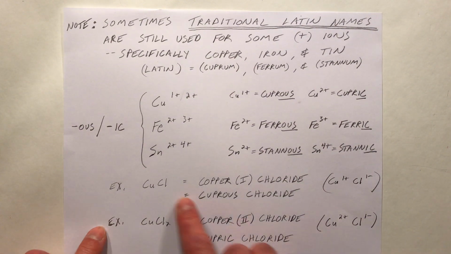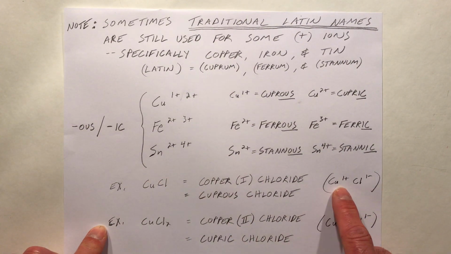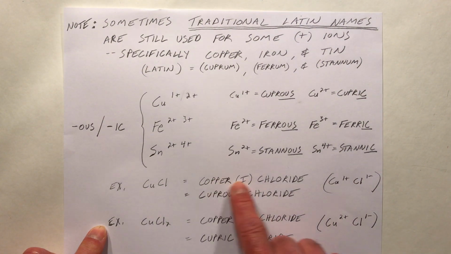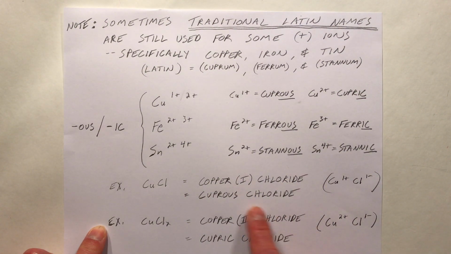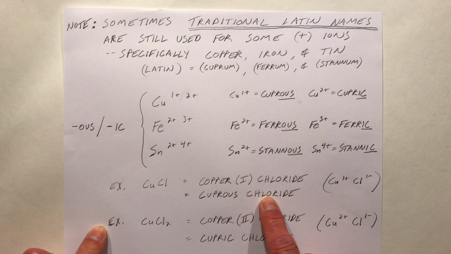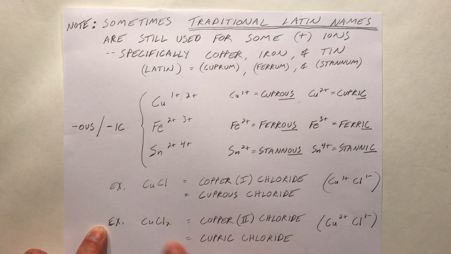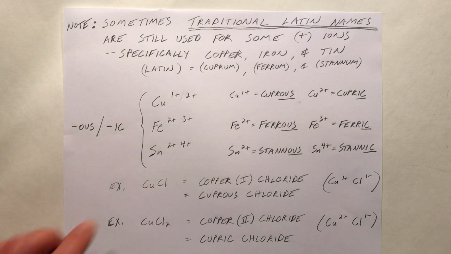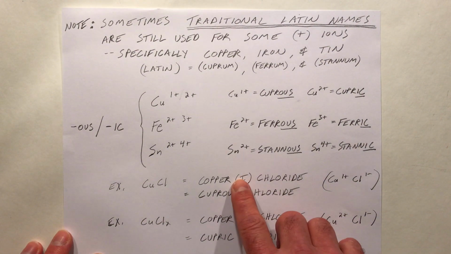So for example, CuCl, it's made of Cu1 plus and Cl1 minus, is copper 1 chloride, or you might see it named as cuprous chloride. And CuCl2, that's made of Cu2 plus and Cl1 minus, that's copper 2 chloride. You might see that named as cupric chloride. So that's just something to be aware of, really, if you see it on a chemical bottle. But I think it's best practice to not use these Latin names and instead stick with Roman numeral names.